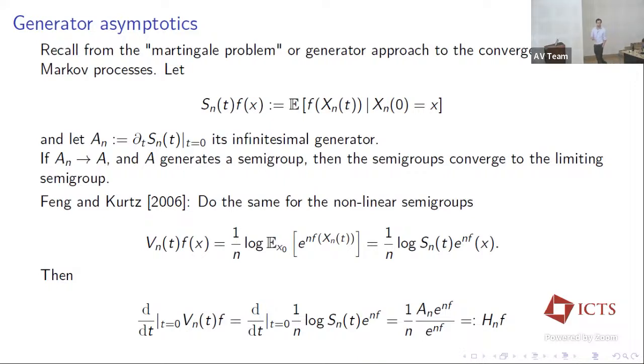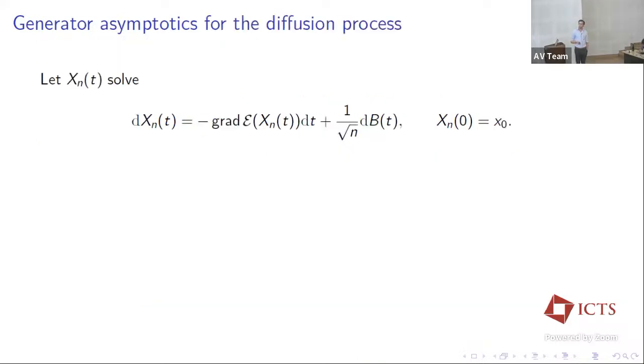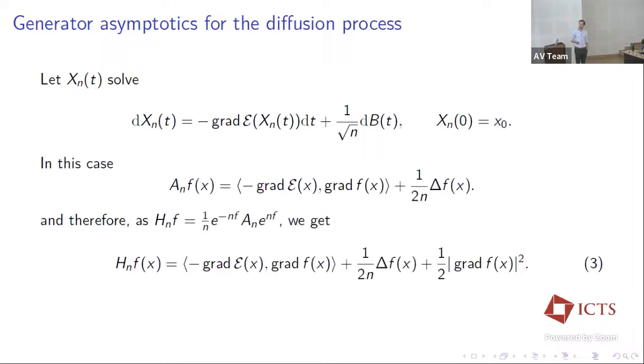Now, of course, I want this one then to converge. And so let's check that in an example. Let's again go to this one. And let's look at its generator, right? We still have the drift term. We have 1/2n times the Laplacian.